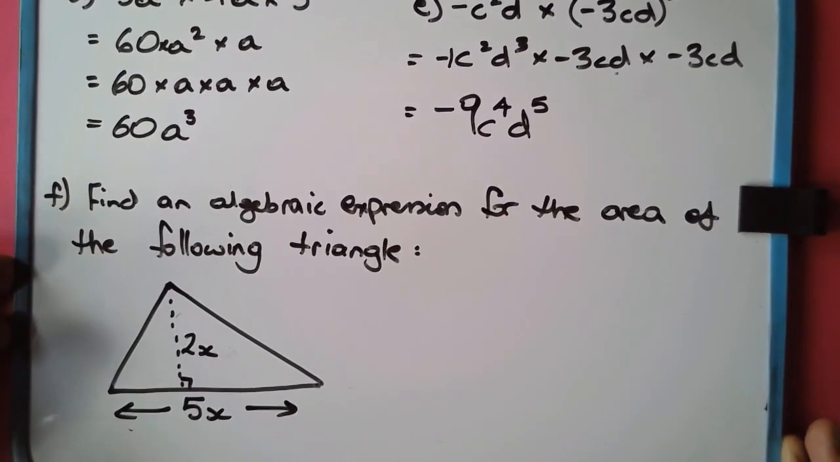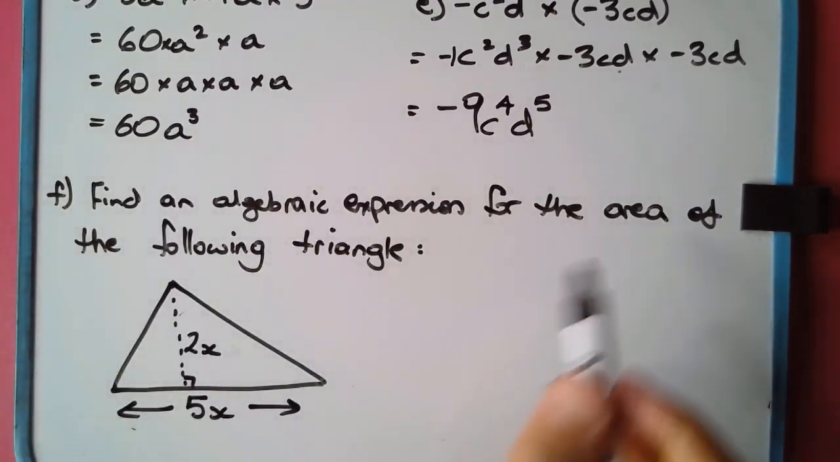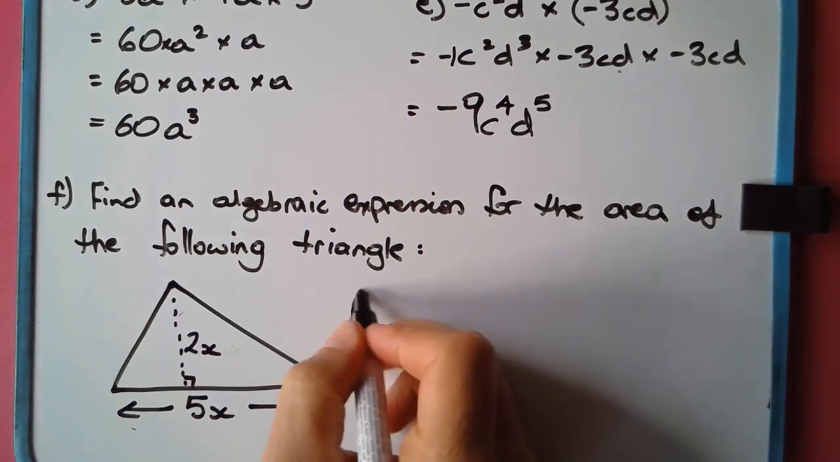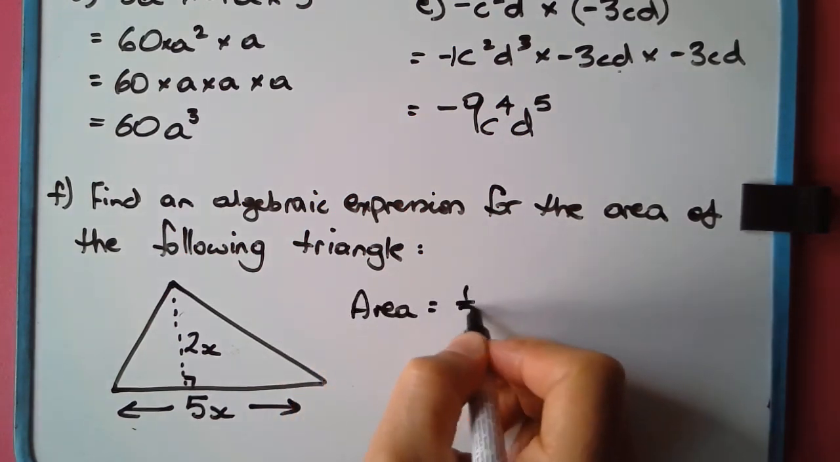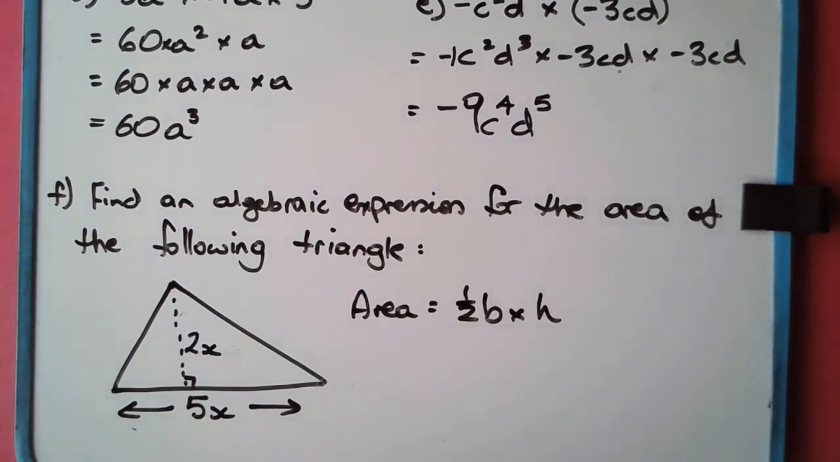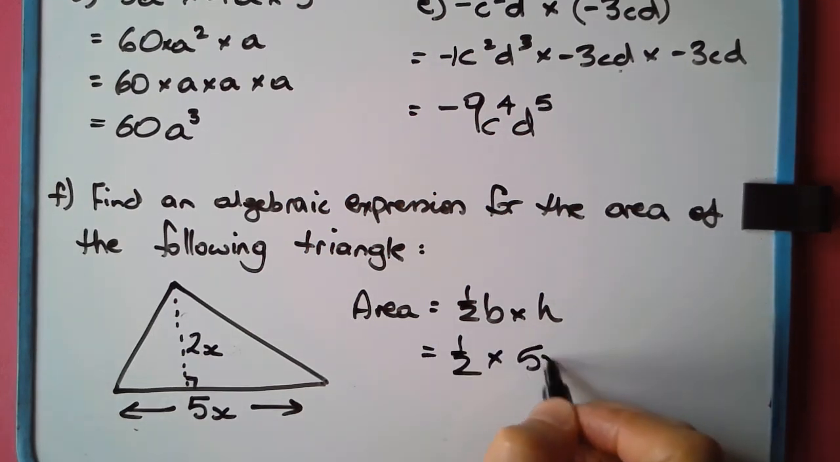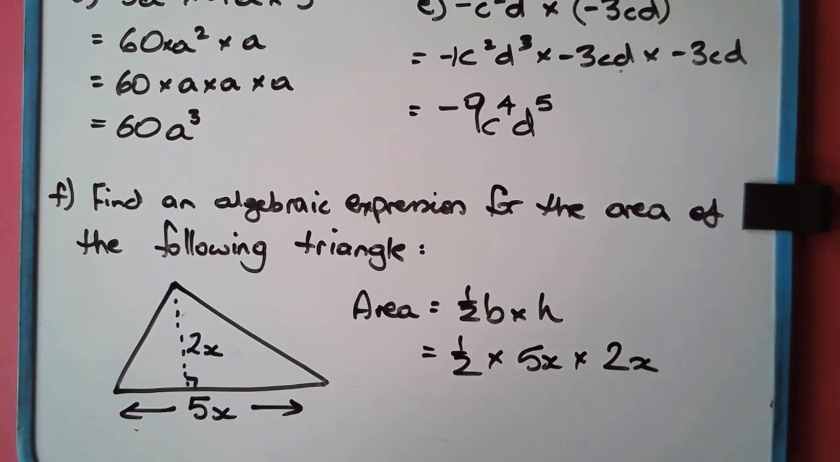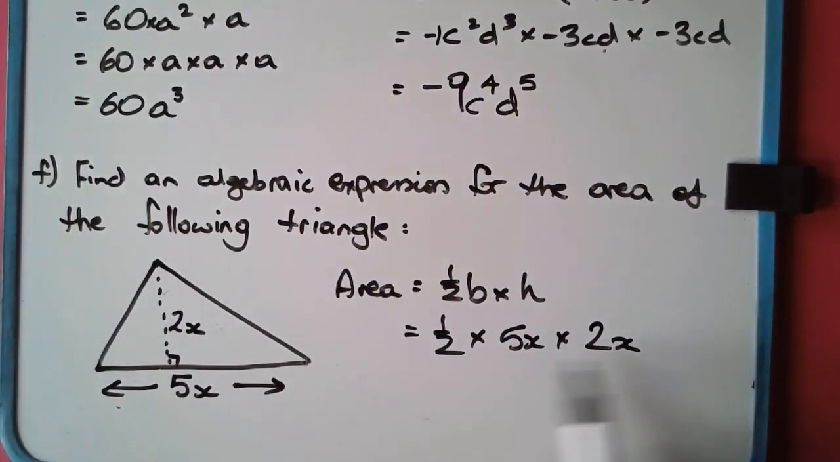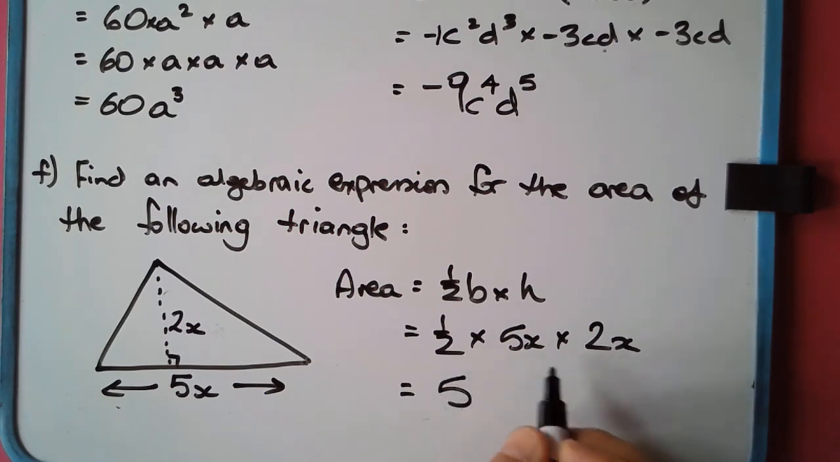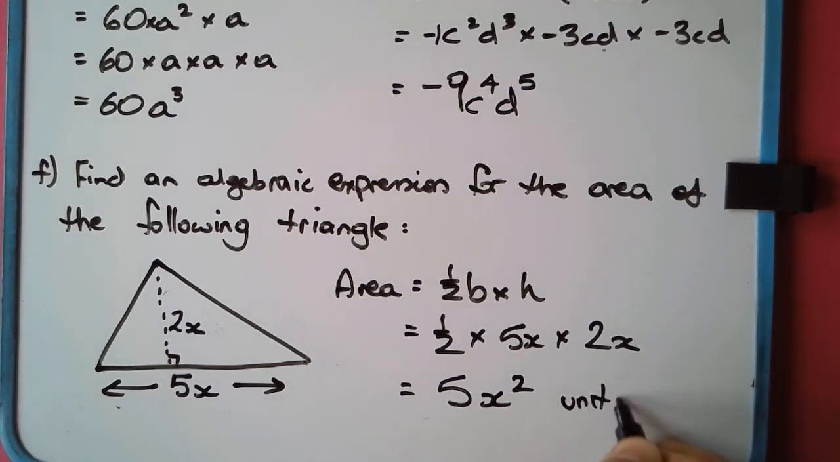And finally, for part F, find an algebraic expression for the area of the following triangle. The area of the triangle is equal to half base times the height. So that's equal to half times the base, which is 5x, times the height, which is 2x. We can multiply the numbers together. So half times 5 times 2. You can do that in your calculator if you like, and you're going to get 5. And then we have x times x, which is x squared. And whatever units we're using, so if we're using centimeters, it'll be centimeters squared.